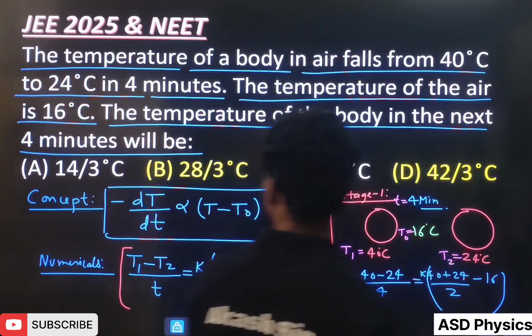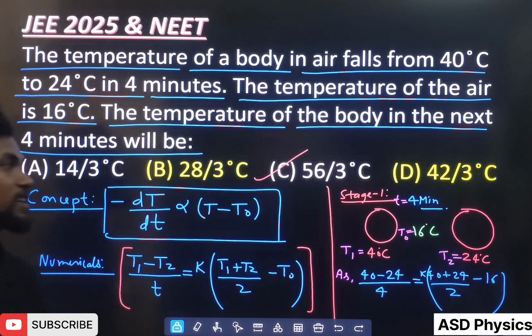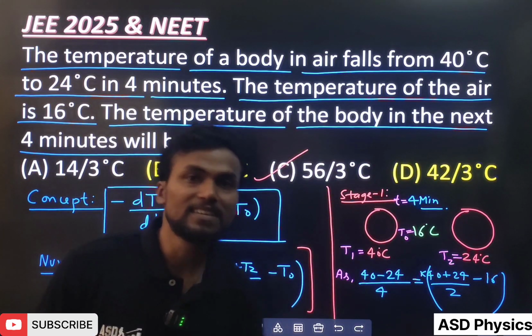So let's see which option is matching here, 56 by 3 degrees Celsius. So students, here you can see the correct answer is Option C.